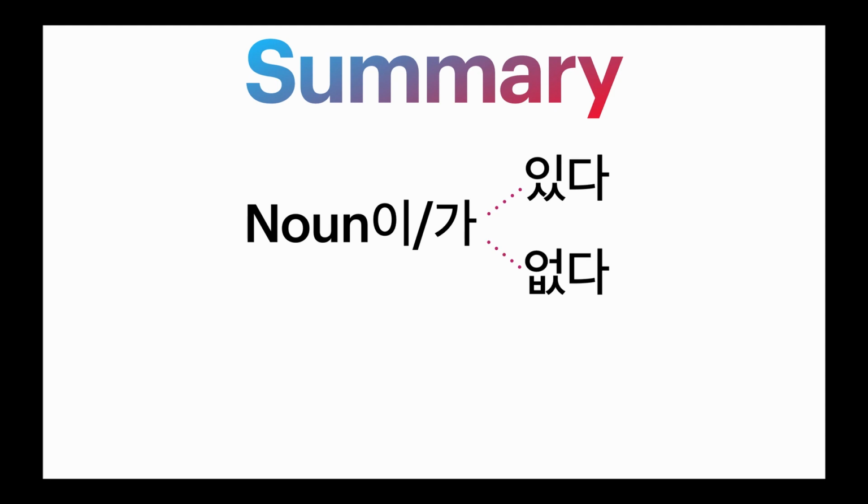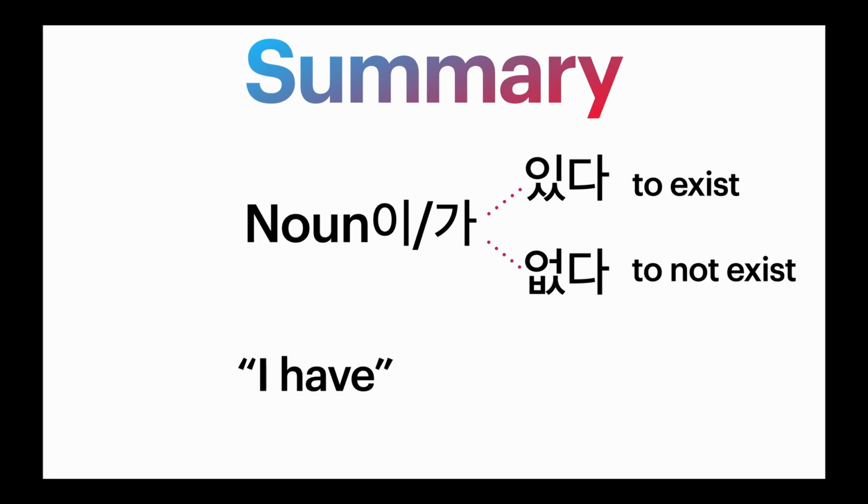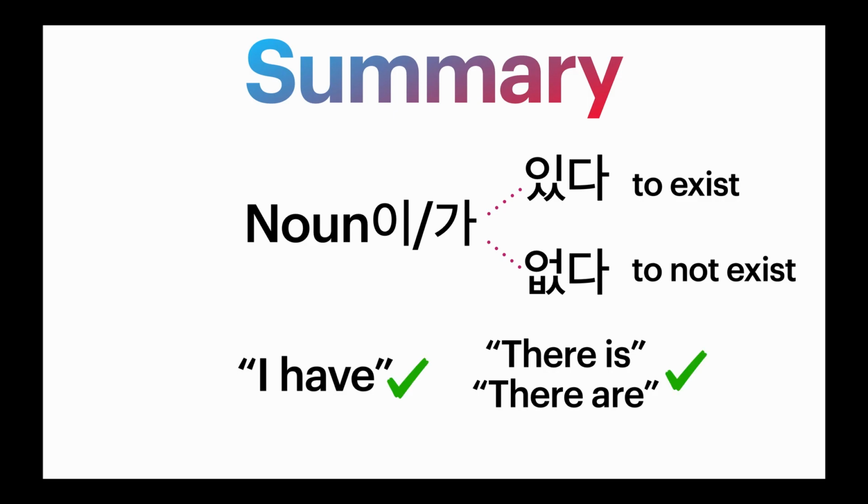Okay, in summary, the sentence pattern that we have learned today is noun plus 이 or 가, the subject particle, plus either 있다 or 없다. 있다 meaning to exist and 없다 meaning to not exist. Two very common translations for this in English would be have or there is, there are. These are both totally fine. I just tend to teach it as there is, there are, because to have isn't really an exact translation, and it can cause confusion in some situations.